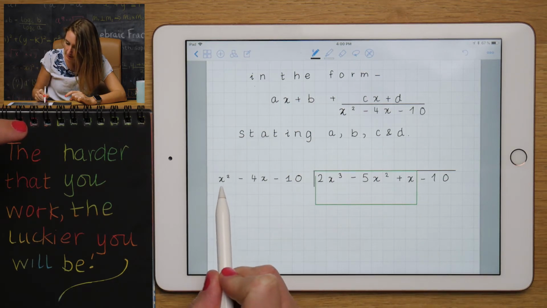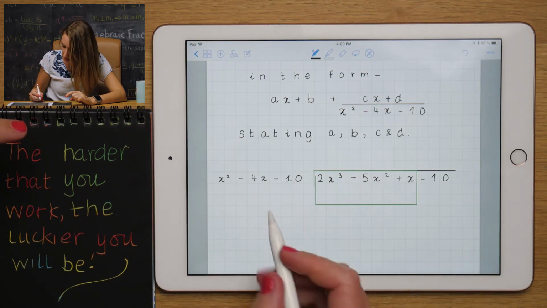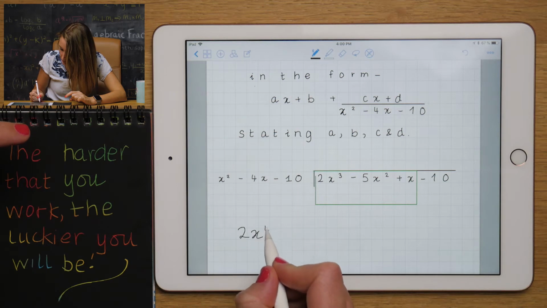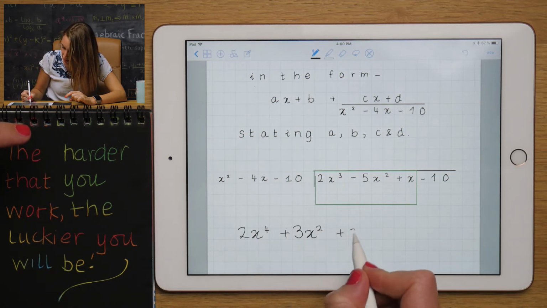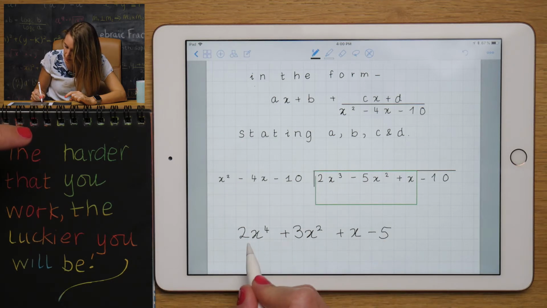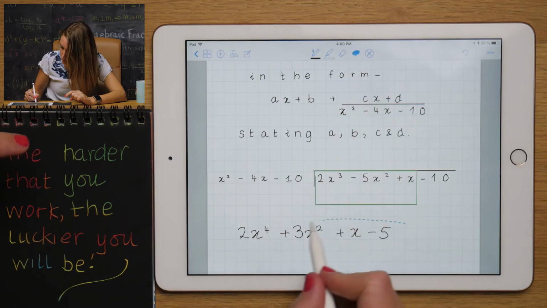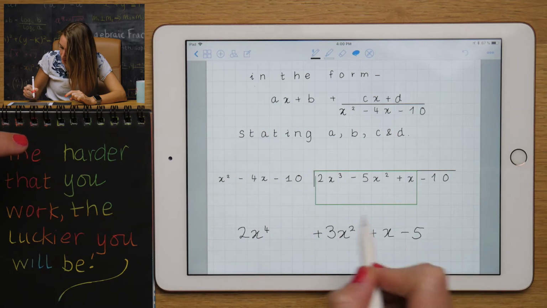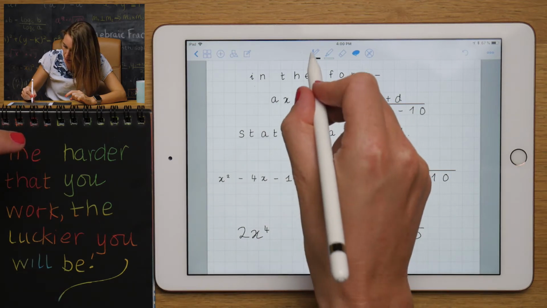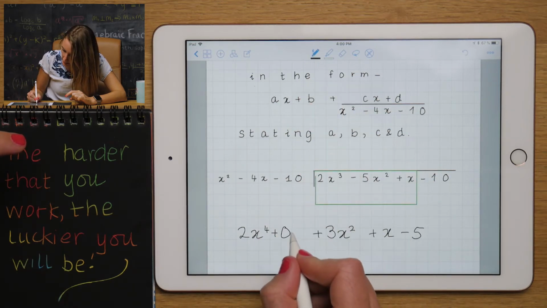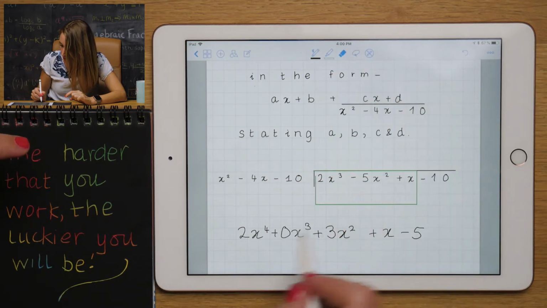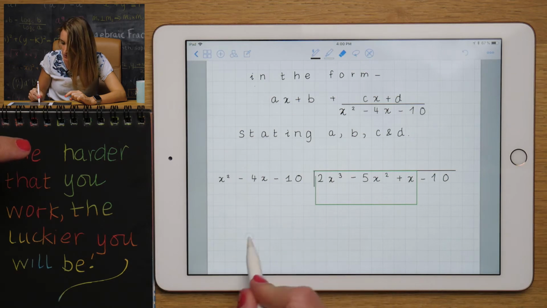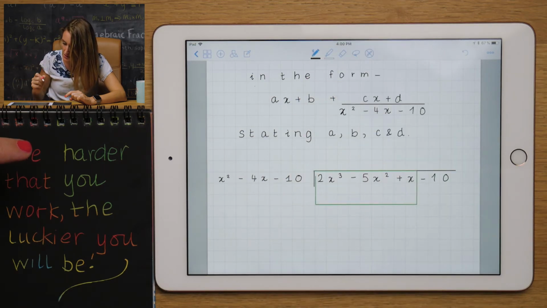But for example, imagine that you were missing some. Imagine you had 2x to the 4 plus 3x squared plus x minus 5. You're actually missing the x cubed, which would normally go between x to the 4 and x squared. So you would just add it in, like so, and proceed exactly as we're going to do. I've seen that once or twice come up in the exam papers, so just look out for it.